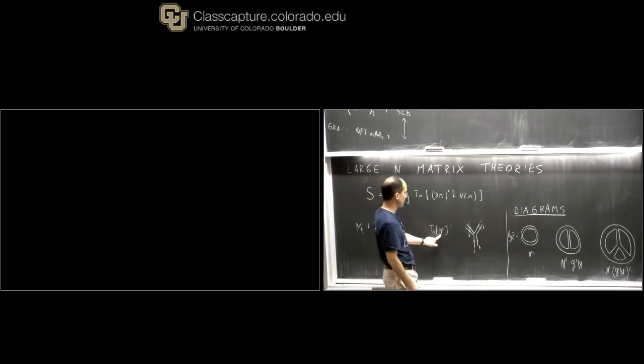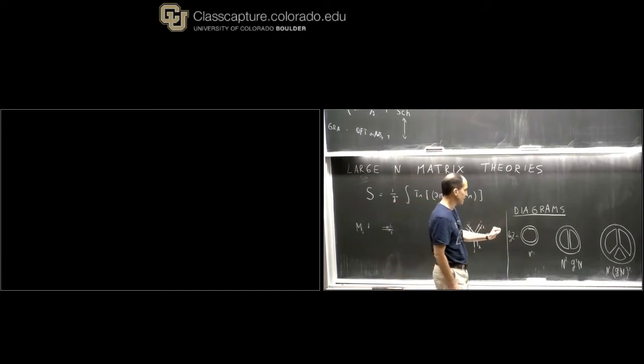And then when you have a cubic interaction, you have these lines meet in this way. So the index i of one is contracted with the index i of the other matrix, and similarly for the other indices. And then when you write down the diagrams, you can write down, for example, the vacuum diagram.